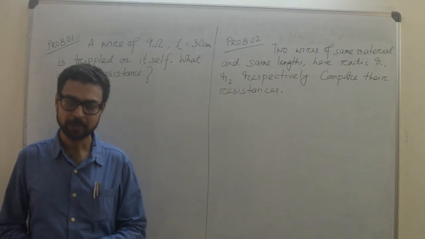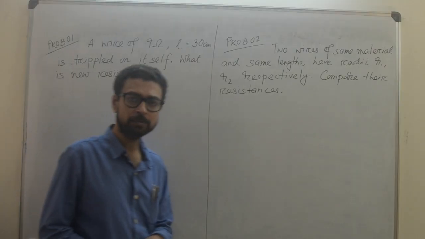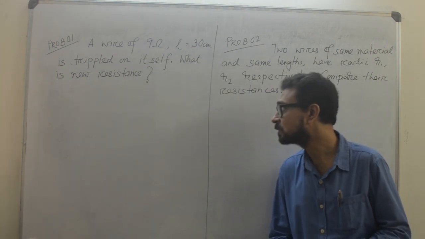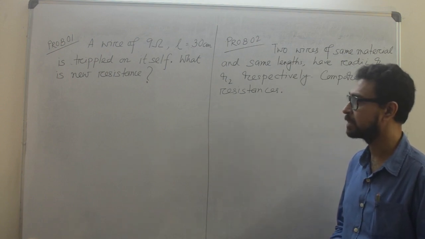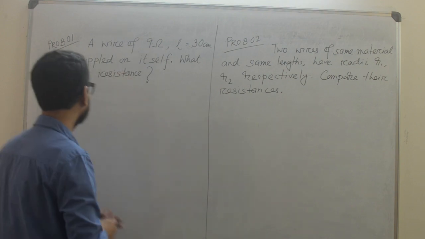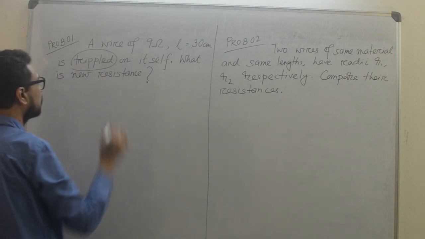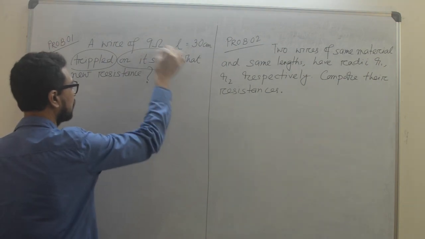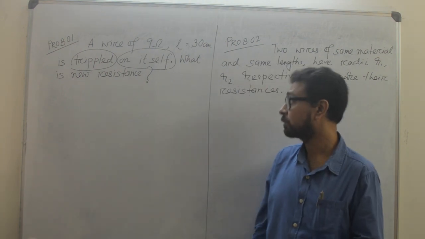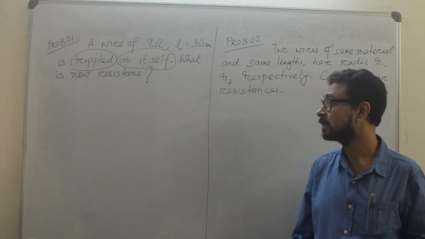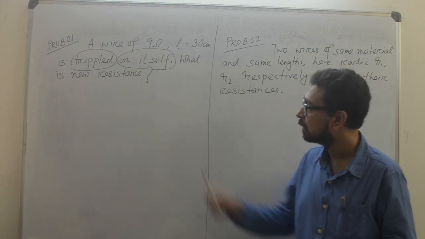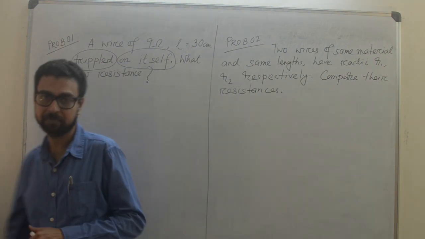So it's time for doing some numericals. Let us do two numericals right now. The first numerical says that a wire of resistance 9 ohm and length 30 centimeter is tripled on itself. They have said here it's tripled on itself. There is a bit of literature here; we have to understand what it actually means. It means that it is tripled on itself, so it is shortened to one-third of its length. So what is the new resistance that we have to find out?